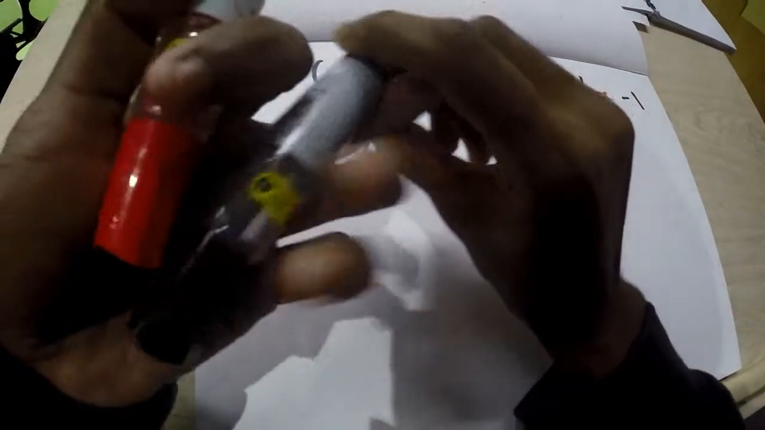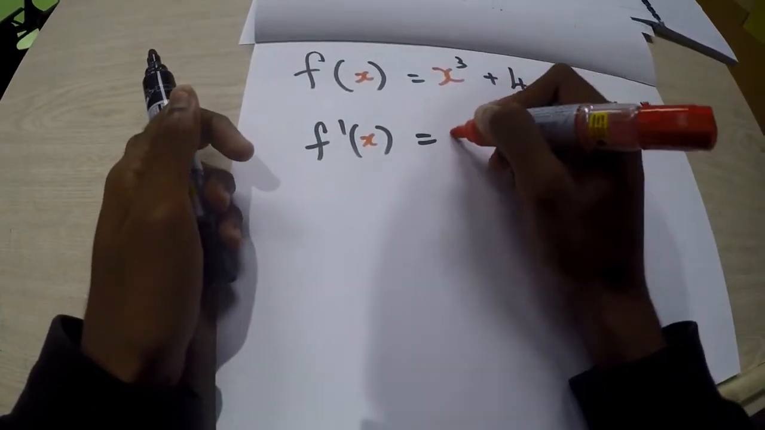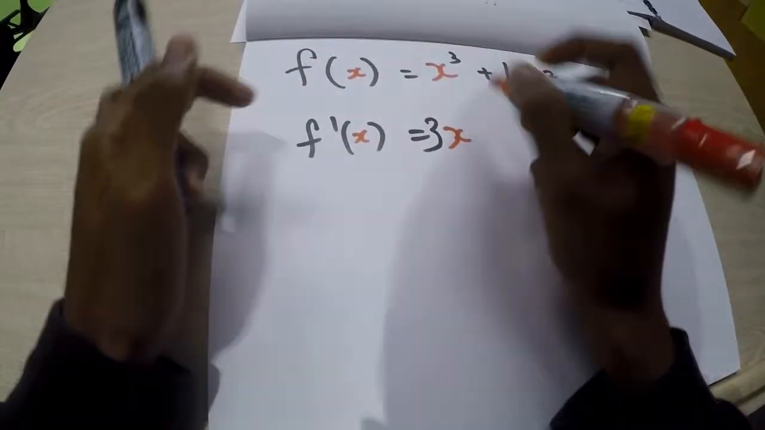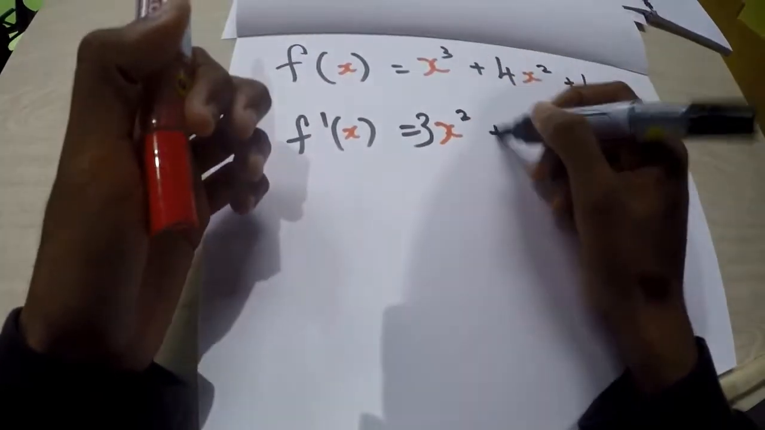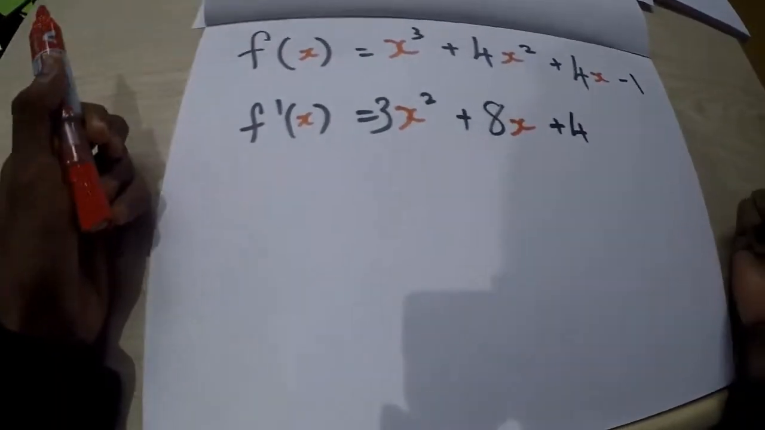So what do we get when we get f prime x? It's very simple. We have learned it in the previous topics. It's 3x squared plus 8x plus 4, so we can just ignore the constant.